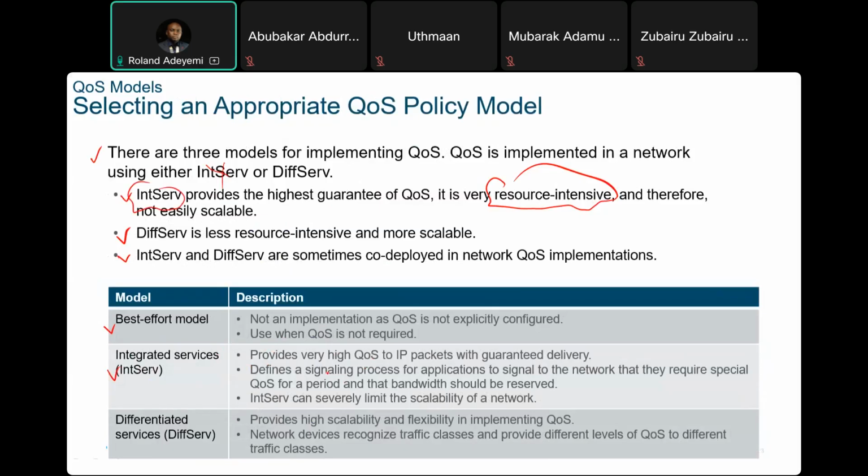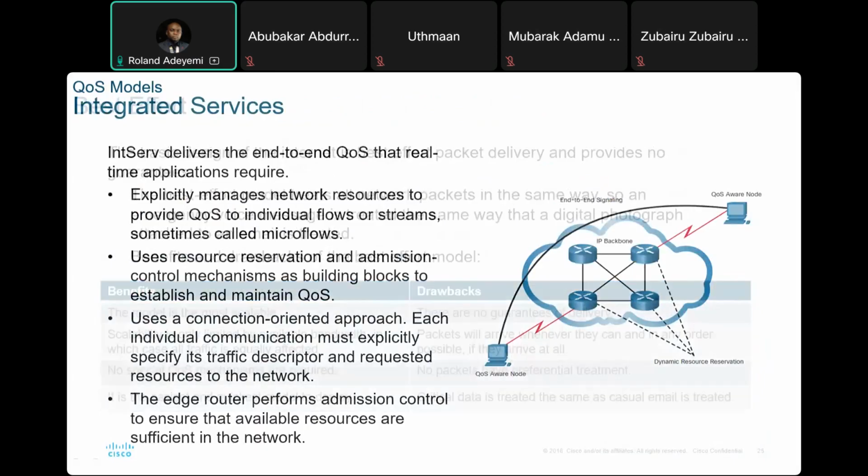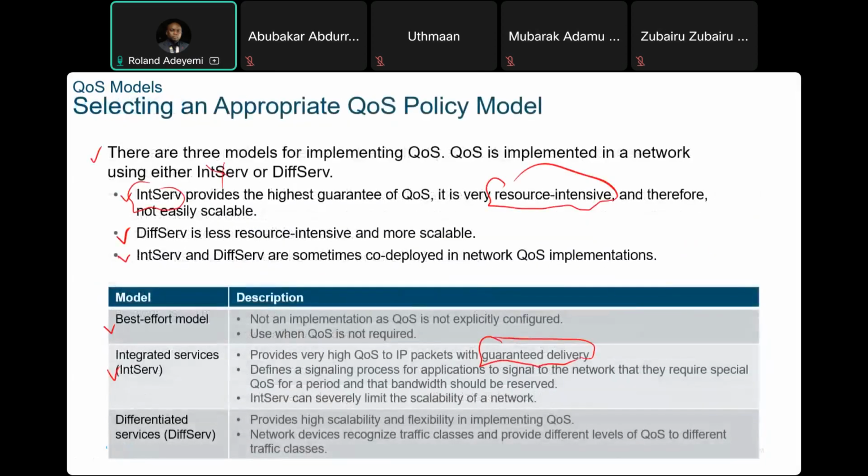Now watch out with this one. This is the one they said is resource intensive. It provides very high QoS to packets with guaranteed delivery. That is one of the reasons why it is resource intensive. It is greedy with resources. How and why? Let me give you an example. Let me just draw something and explain it here first. Let me give you an example of why it is greedy.